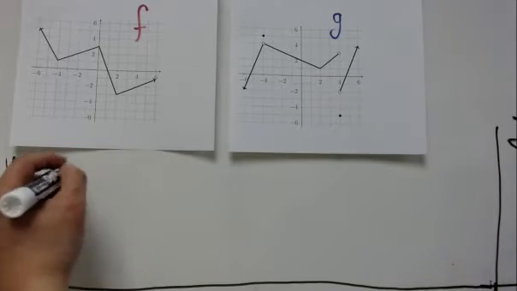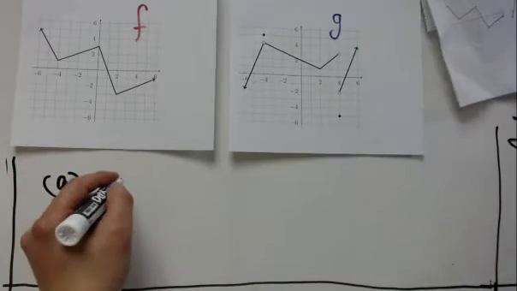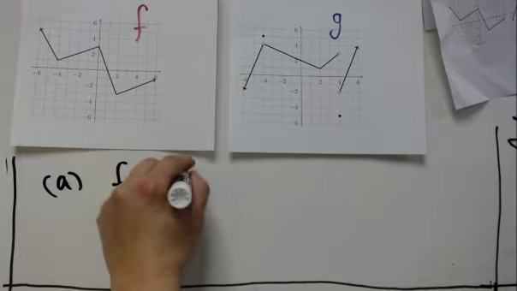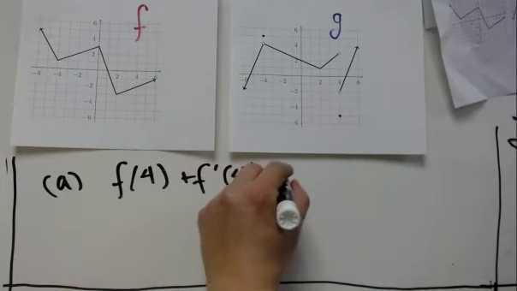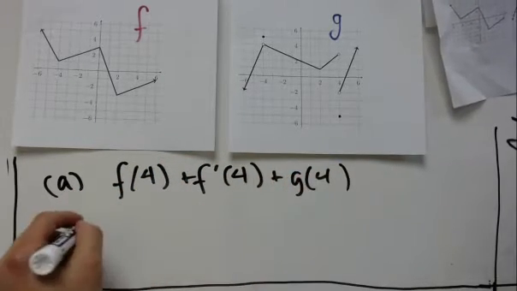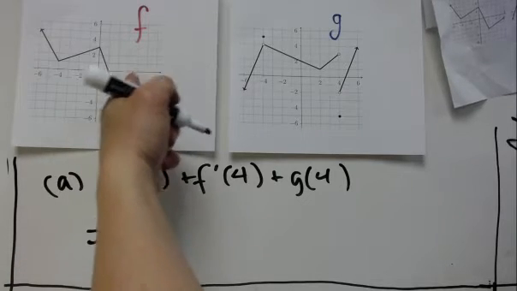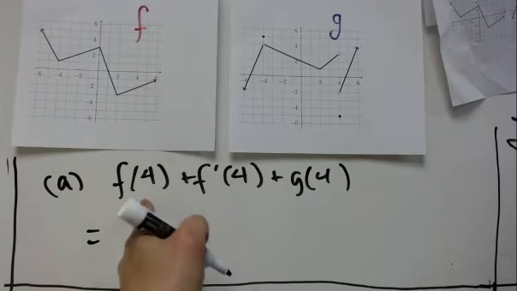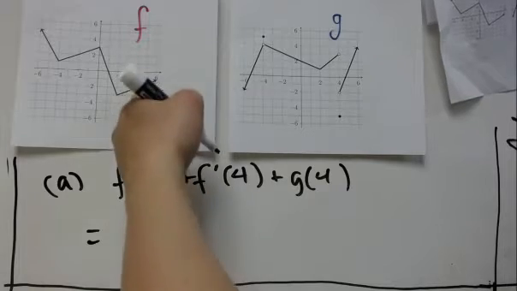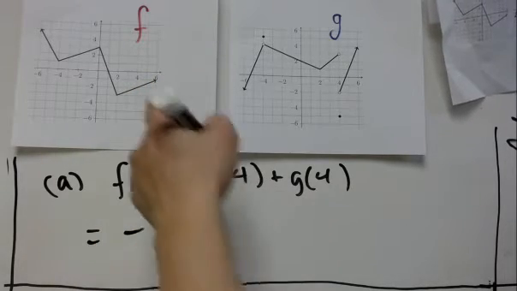All right, so for part A, the question is f of 4 plus f prime of 4 plus g of 4. Okay, so f of 4, go to where 4 is on the f graph, look at the actual y value. This is an algebra question, and we get -2. For f prime of 4, we need the slope.